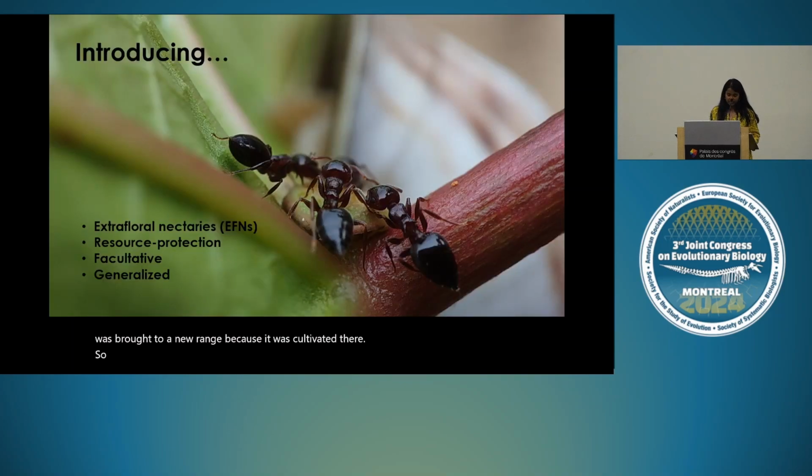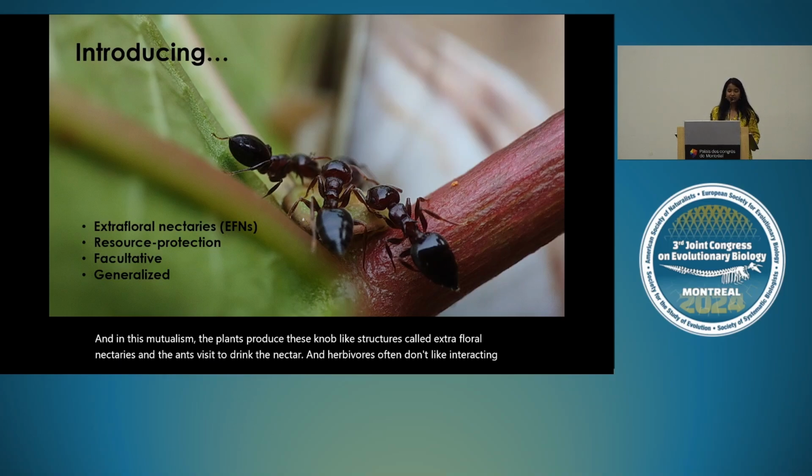So before I get into the talk, I want to introduce the mutualism that I've been looking at. This is the ant extrafloral nectary mutualism. In this mutualism, the plants produce these knob-like structures called extrafloral nectaries, and the ants visit to drink the nectar. Herbivores often don't like interacting with ants, so the ants will ward off the herbivores from the plant. So this is a resource protection mutualism. An ant gets a resource and the plant gets protection. It's facultative and it's generalized.